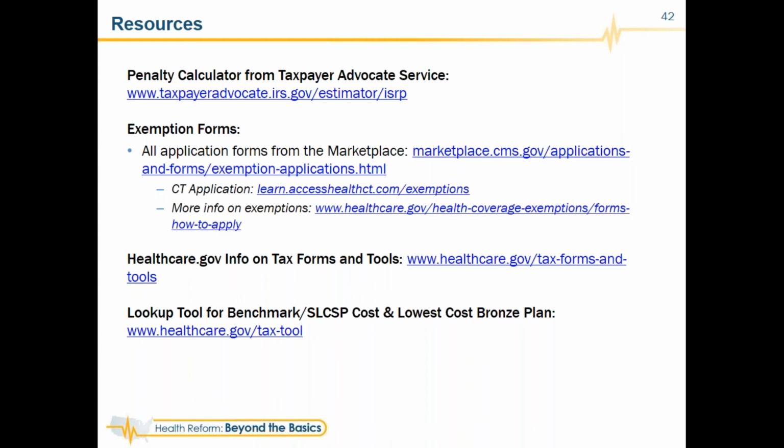So if you were to apply for it at a later date, it would only be for part of the year, and there are limitations on when you can apply for it. So you really want to try to get an application in for a marketplace affordability exemption prior to the start of the year, so it covers the whole year.